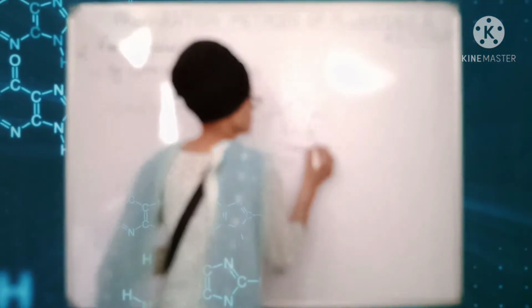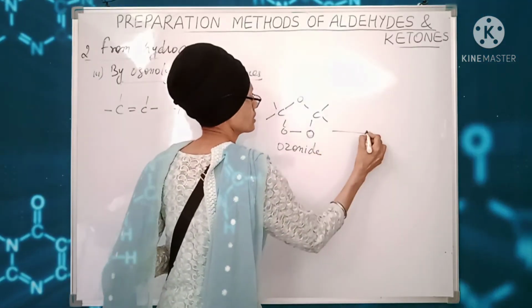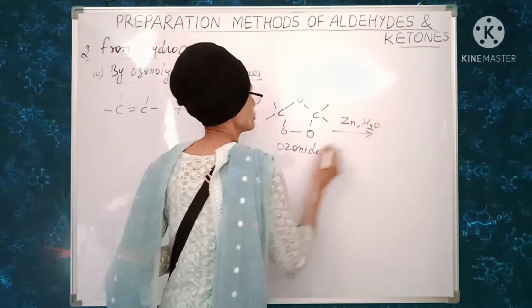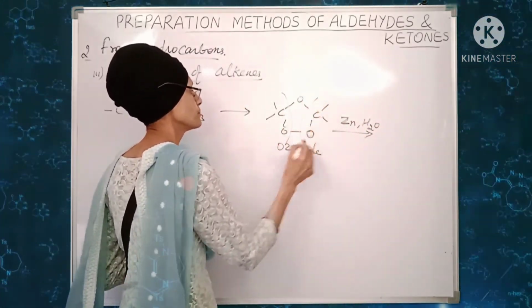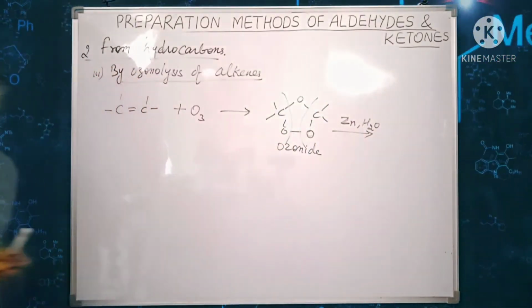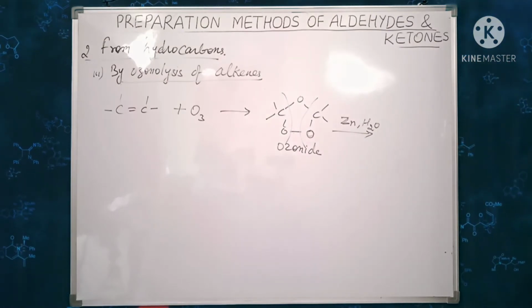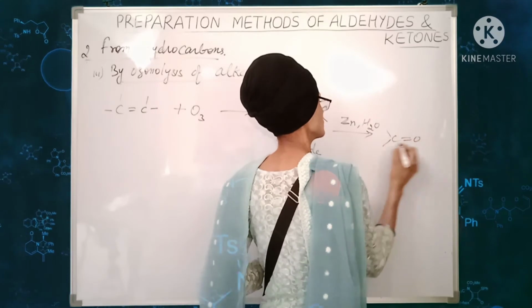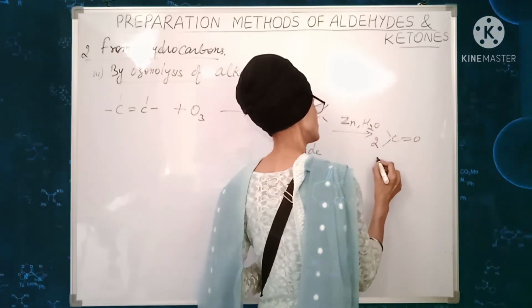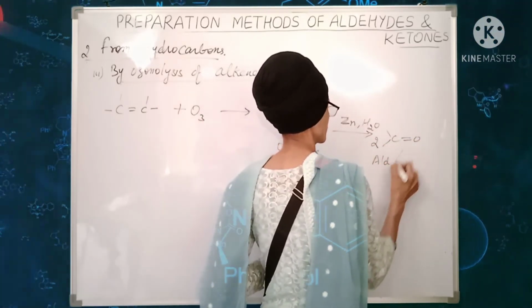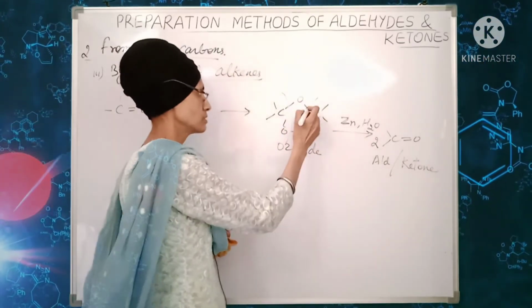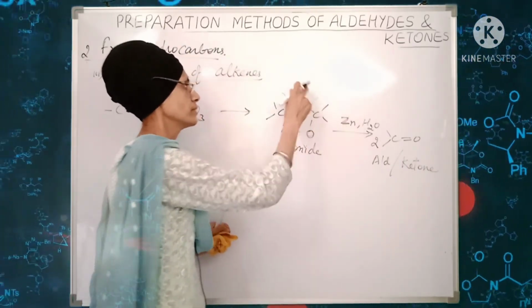Further, it breaks in the presence of zinc and water, breaks this way, and we get 2 carbonyl compounds, maybe aldehydes or ketones. So we are getting 2 molecules of this type, which may be an aldehyde or a ketone, and the rest of the oxygen is taken by the zinc.